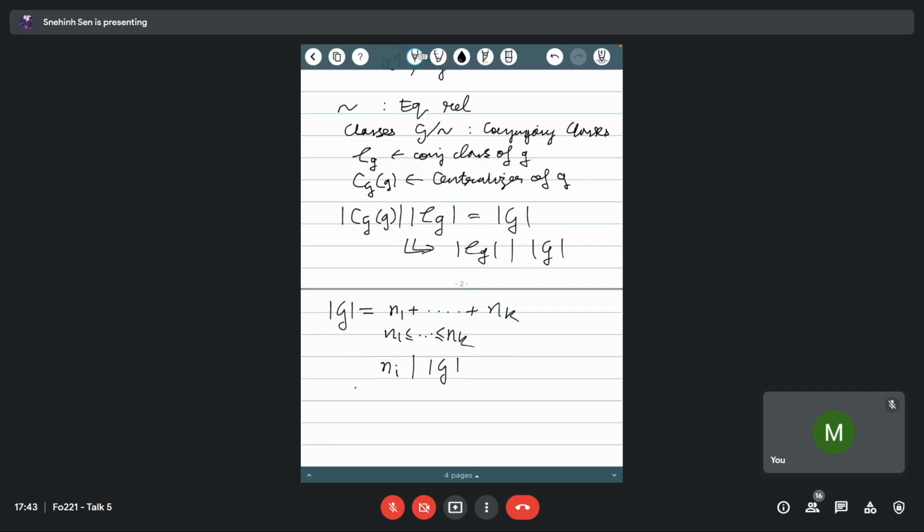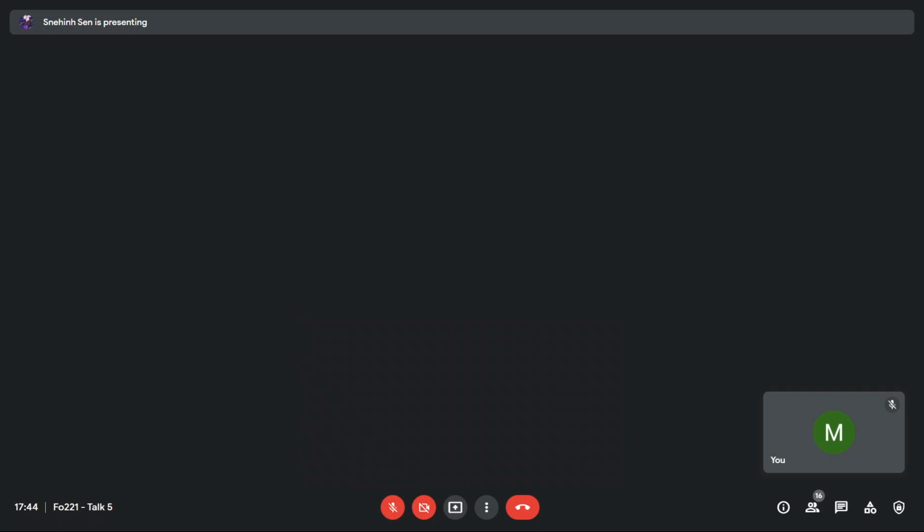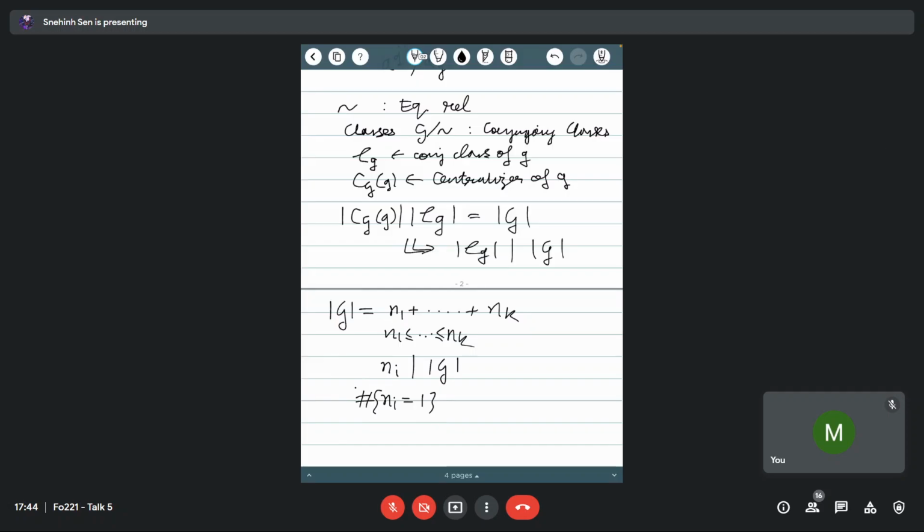And how many ones are there? The number of ni equal to 1. Like how many elements have a singleton conjugacy class? See, an element has to be there in its conjugacy class because it's 1g1 inverse. But generally, it has more than that element, in the sense there are other elements as well in a conjugacy class. But which elements have only one element in the conjugacy class? That is, when is this true?